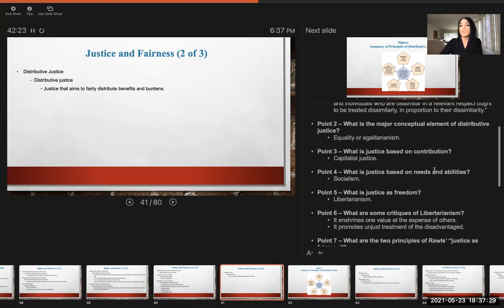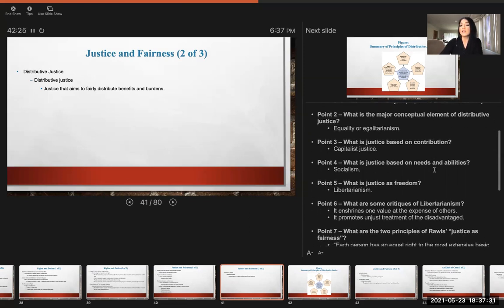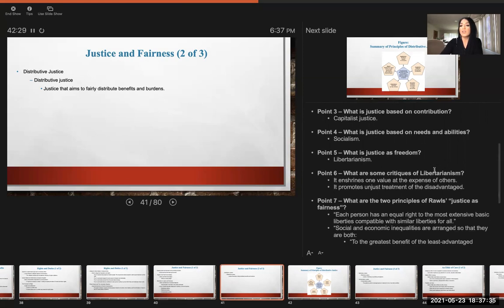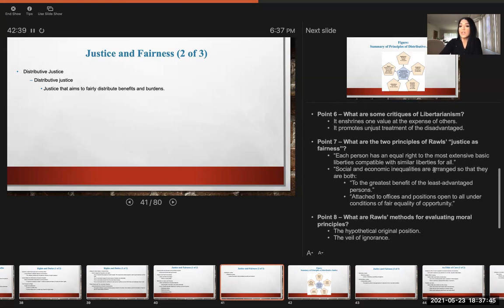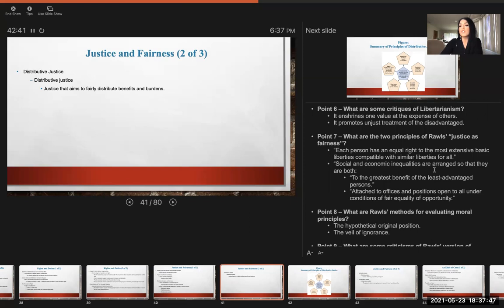We look at the major conceptual element of distributive justice as equality, or egalitarianism. We look at capitalist justice as justice based on contribution. What about justice based on needs and abilities? Socialism. What is justice as freedom? Libertarianism. And what are the critiques of libertarianism? It enshrines one value at the expense of others, and it promotes unjust treatment of the disadvantaged.